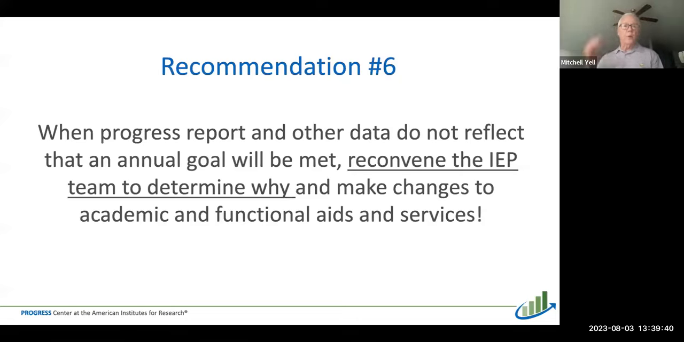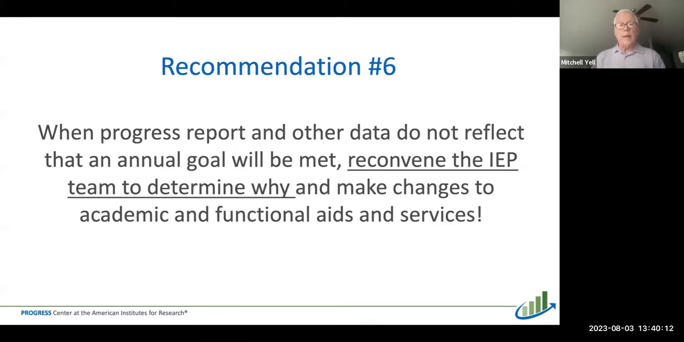Recommendation 6 is when your progress report and other data do not reflect that an annual goal will be met, reconvene the IEP team to determine why and make changes to academic and functional aids and services. That's a problem I'm sure David and I both have seen: when data shows that a change should be made, it isn't made. Well, that's not a good thing. You want to make certain that you are reacting to the data.